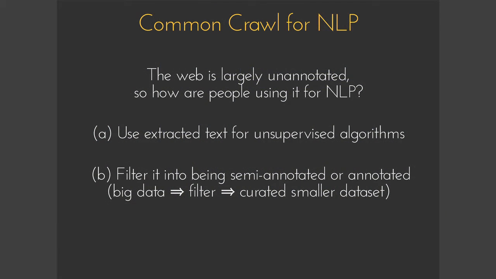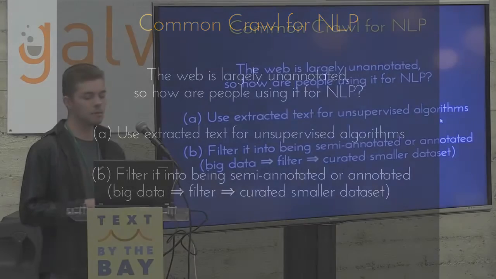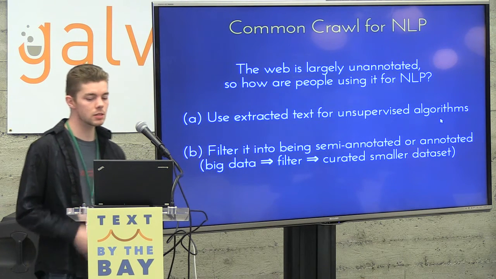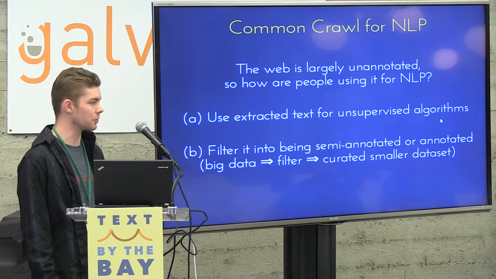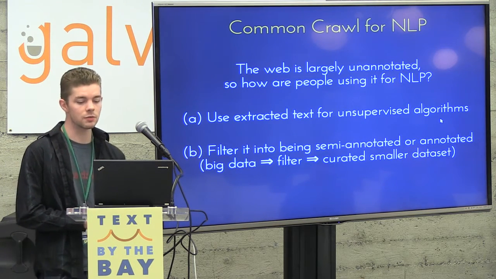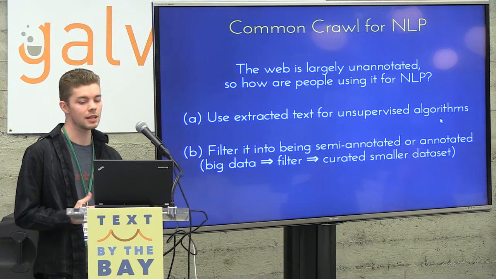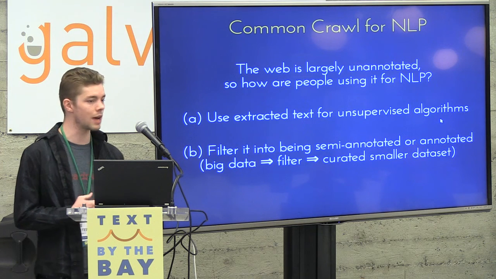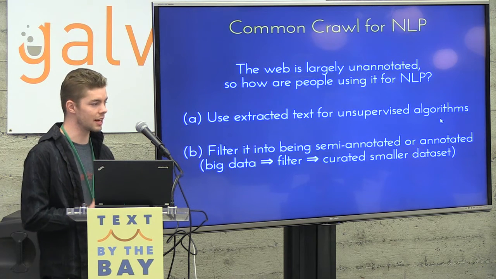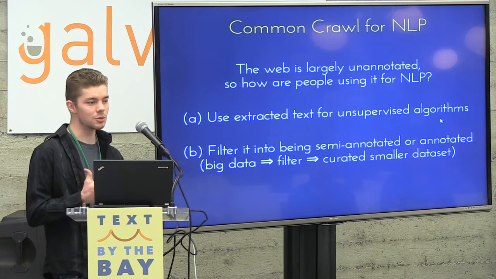So with all of that, how can you use Common Crawl for NLP? The web's largely unannotated, and that's usually not the sort of thing you want for NLP, right? So I'm going to be talking about two specific ways you can go about using it. The first is to use extracted text for unsupervised algorithms. Pretty clear, pretty obvious. The second, though, is filtering this huge data set into either a semi-annotated or an annotated data set.